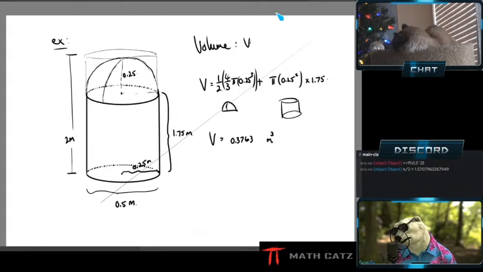Let's just double check this calculation. We had the circular dome, which had a radius of 0.25. It's a half sphere. The volume of the sphere is 4 over 3 pi r cubed, and I then half that, plus the volume of the cylinder, which is the area of the base, pi r squared, times the height, 1.75.